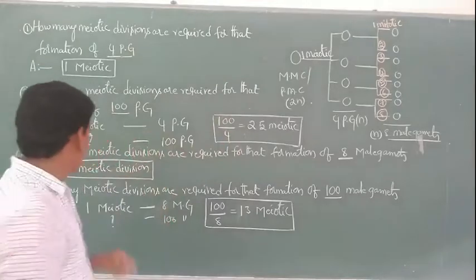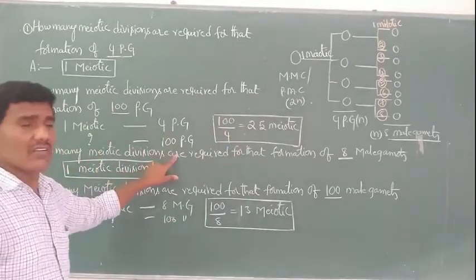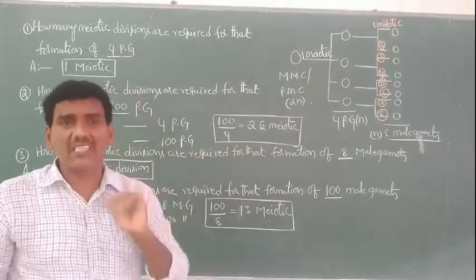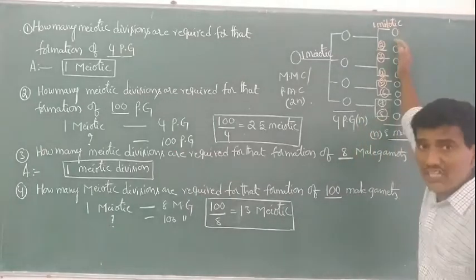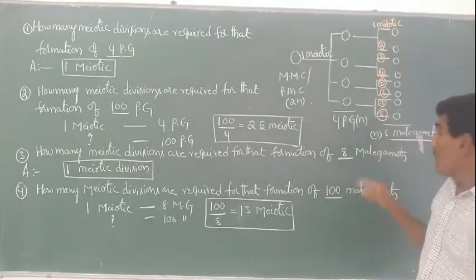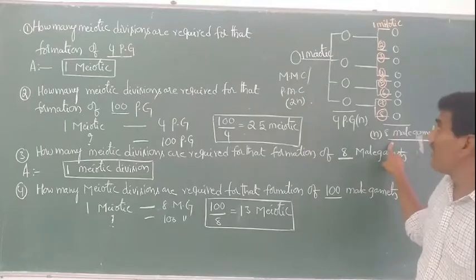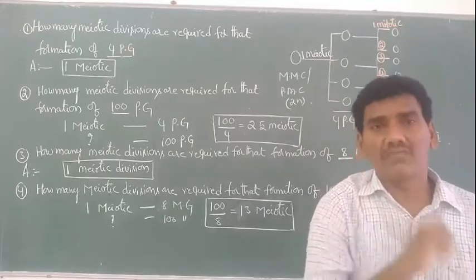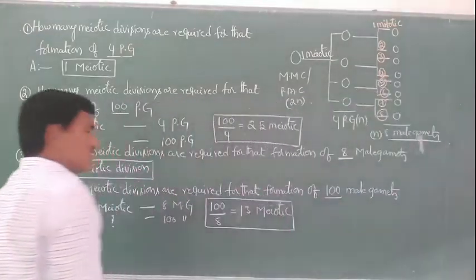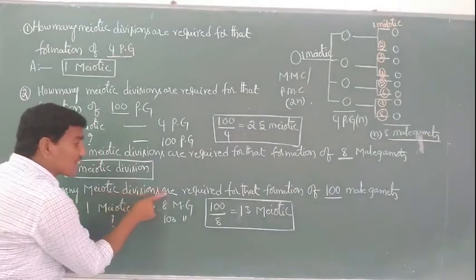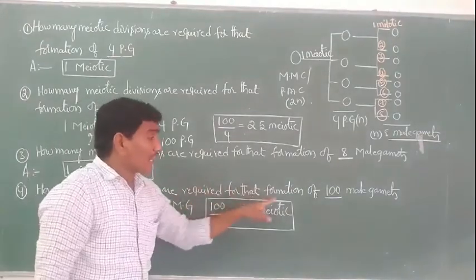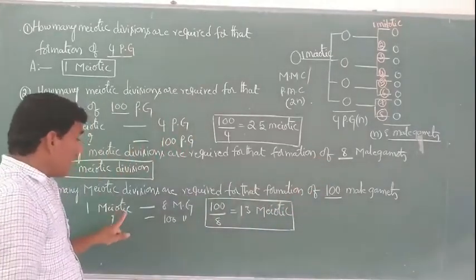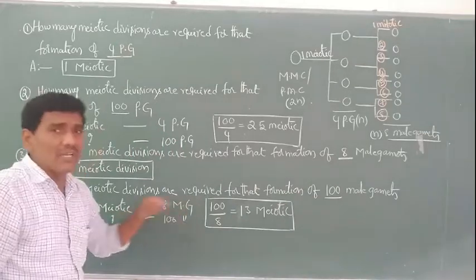Third one is, how many meiotic divisions are required for the formation of 8 male gametes? In the flowchart, for the formation of 8 male gametes, 1 meiotic division is required. Next, the fourth problem is, how many meiotic divisions are required for the formation of 100 male gametes? 1 meiotic division gives 8 male gametes.